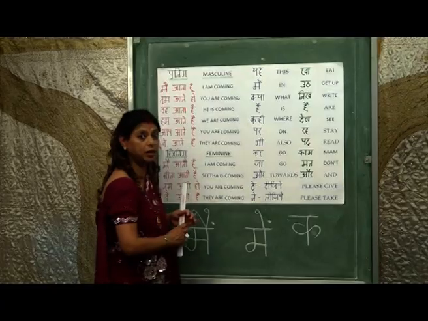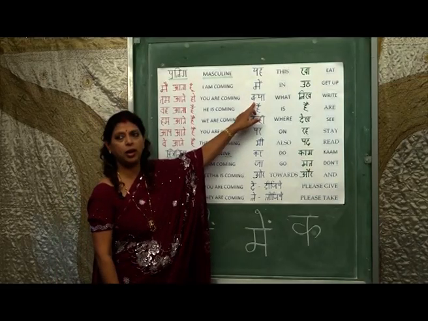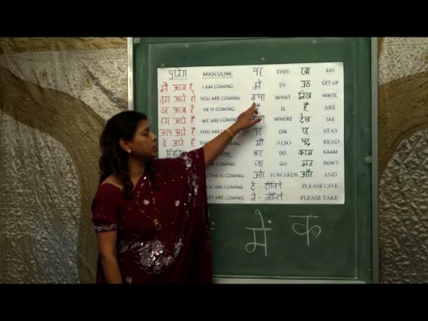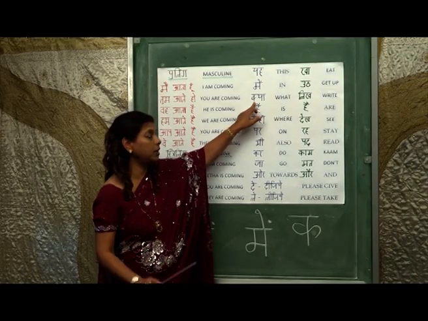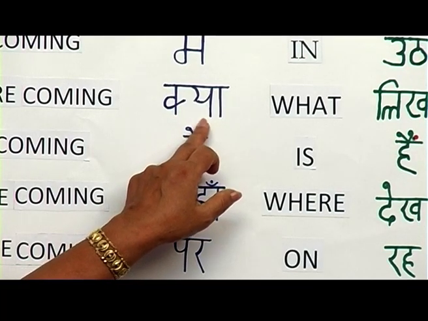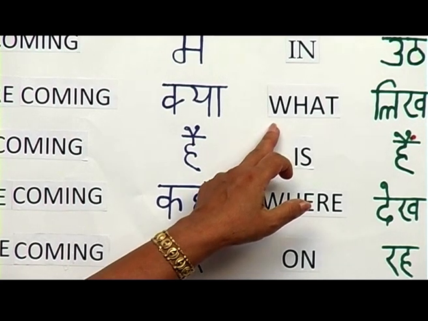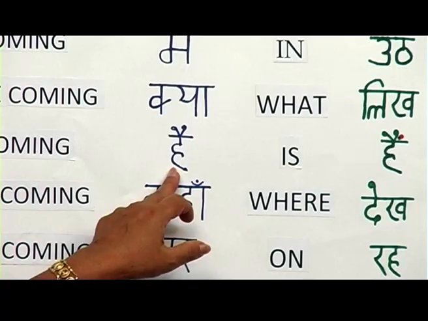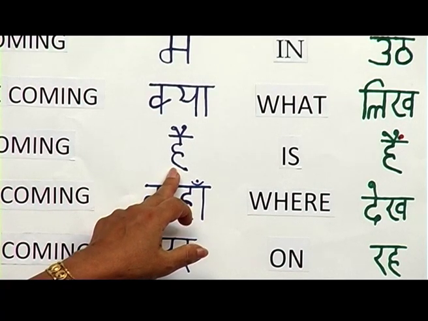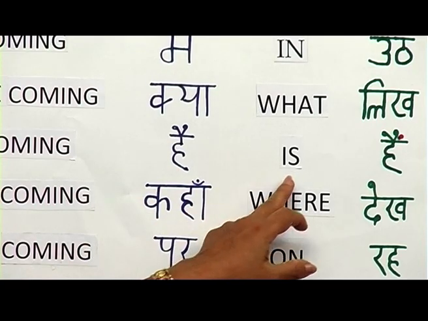But because the a is not in the full k, it's used in this way, and we have used the halant. It's called, for half, it's called halant, k with the y and a to make kya, and that means what. The next one is he. Now you have heard that quite often in the lessons previous to this, and that means is.